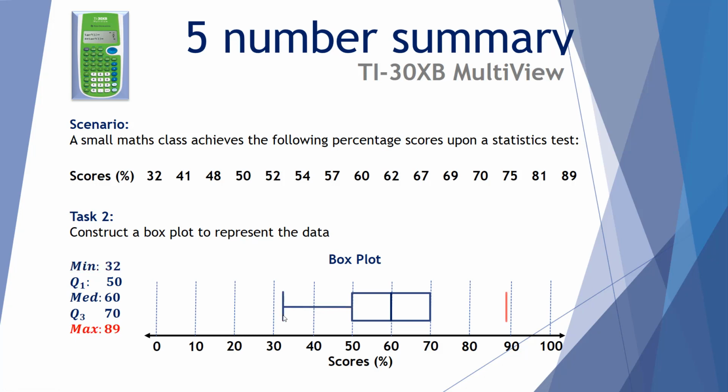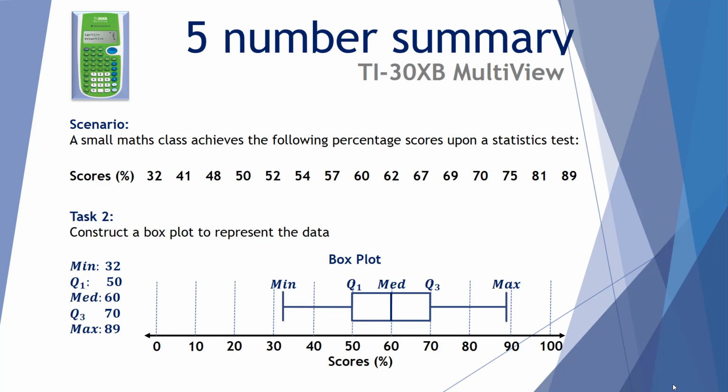Likewise, with the maximum of 89, we put a vertical line at 89, and we join that with a horizontal line back to the interquartile box. So there we have our box plot. It's shown on our scale from 0 to 100, scores in percentage. First point is the minimum. Our second point is Q1, the first quartile. Our third point is the median, also described as Q2, the second quartile. The fourth point is the third quartile, and the final point is the maximum.